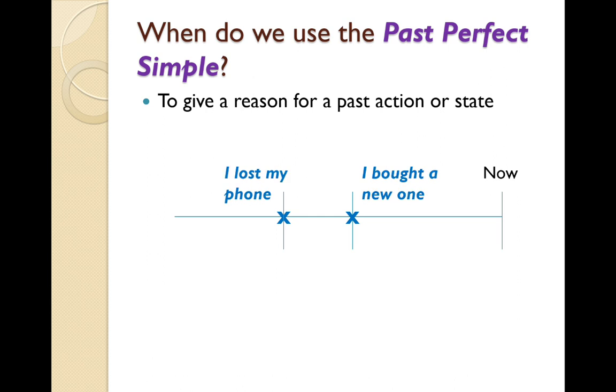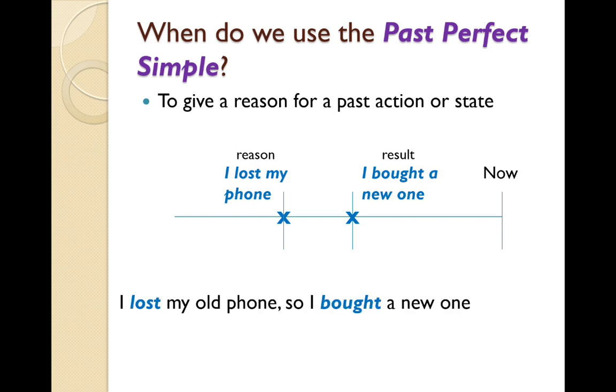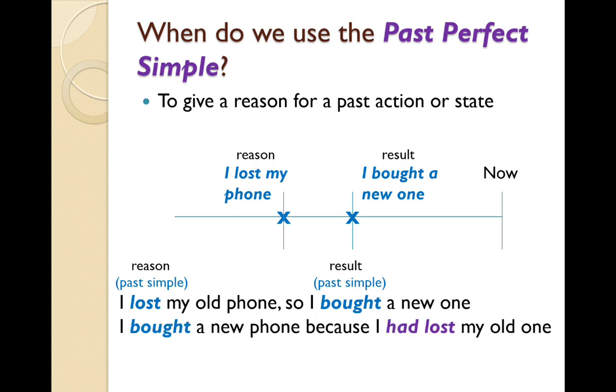I lost my phone. So this is what happened. This is my reason. And the result of that is that I bought a new one. I lost my old phone, so I bought a new one. We use the past simple for the reason and the past simple for the result. And we use the past simple for both because we're talking about them in the order that they happened. But if we want to speak about the result first, I bought a new phone because I had lost my old one.